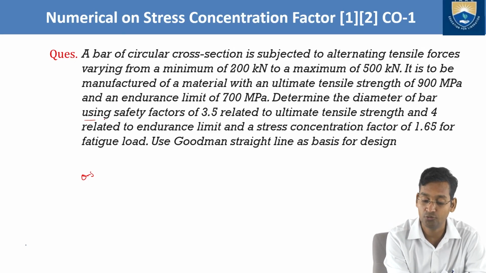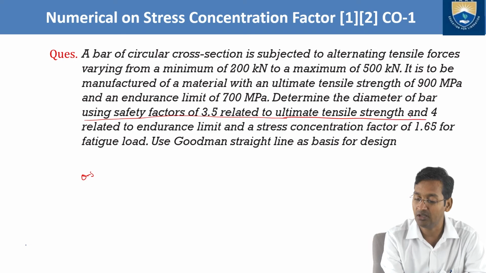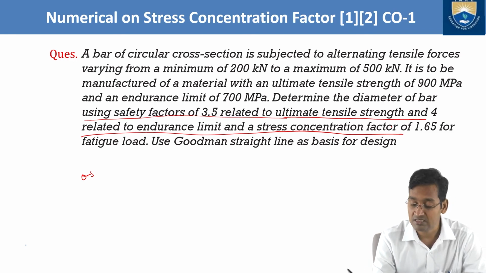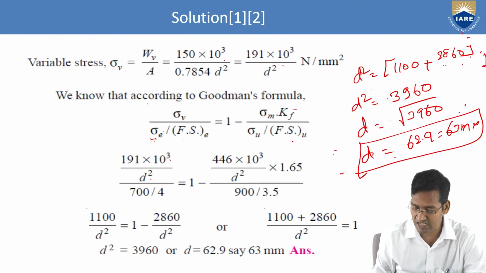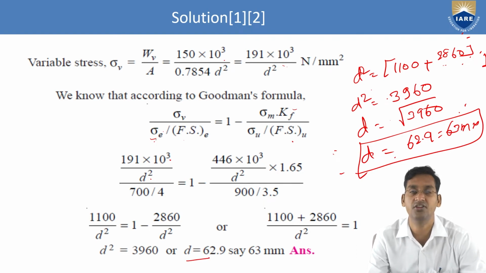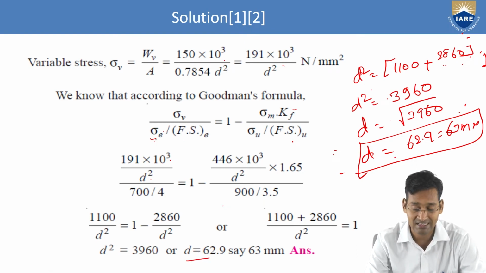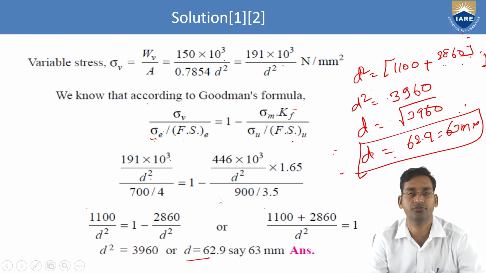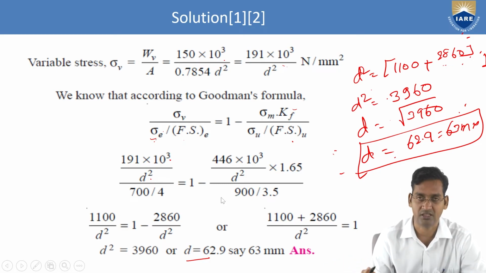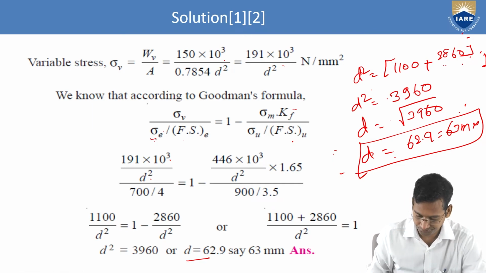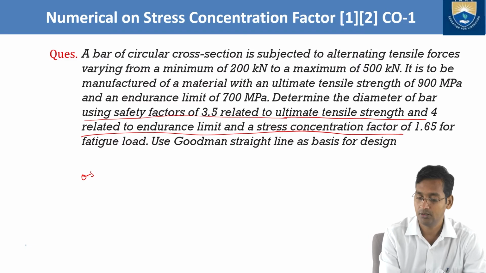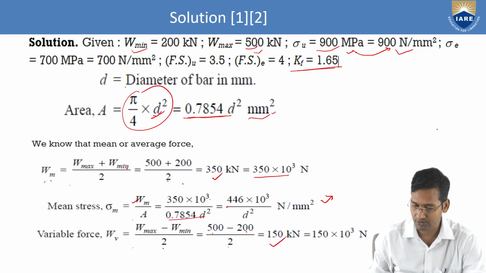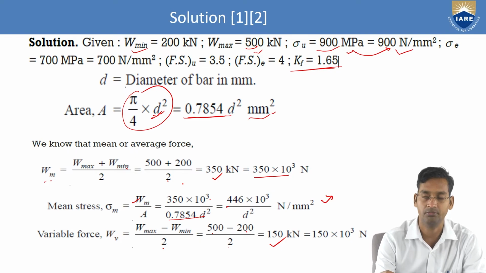So just see what is required. Determine the diameter of the bar using safety factor to ultimate tensile strength and related to endurance limit and stress concentration factor. It means if this much diameter is there, then whatever condition is given will be satisfied. Less than that, failure will occur before the predicted, or before the stress concentration factor, whatever is there. Before that, the bar, or that member, will get fractured. Okay. So again, just see here. What we have to use? From the starting, just a summary.